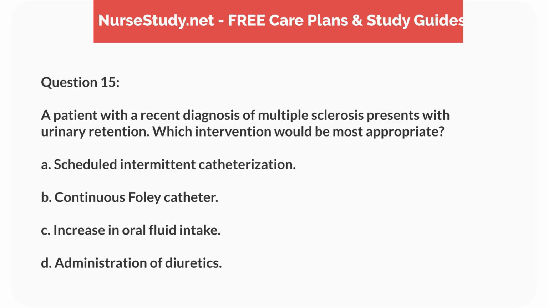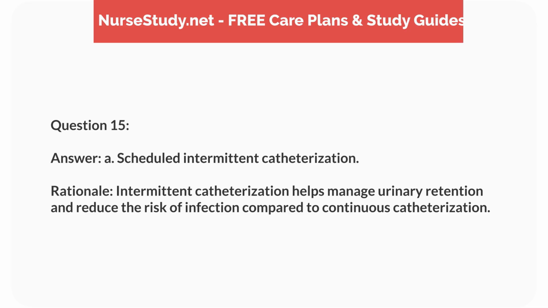Question 15. A patient with a recent diagnosis of multiple sclerosis presents with urinary retention. Which intervention would be most appropriate? A. Scheduled intermittent catheterization. B. Continuous Foley catheter. C. Increase in oral fluid intake. D. Administration of diuretics. Answer: A. Scheduled intermittent catheterization. Rationale: intermittent catheterization helps manage urinary retention and reduce the risk of infection compared to continuous catheterization.